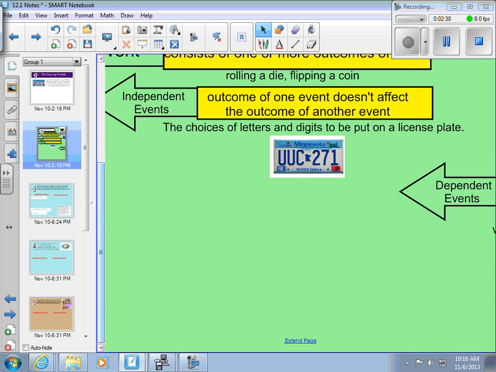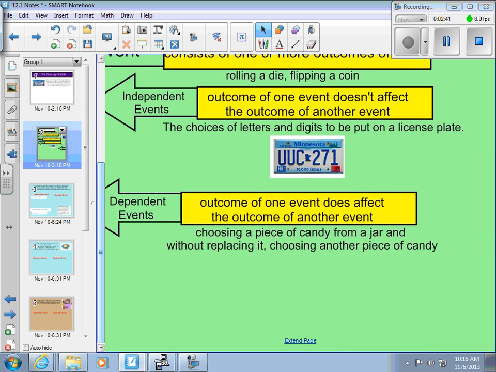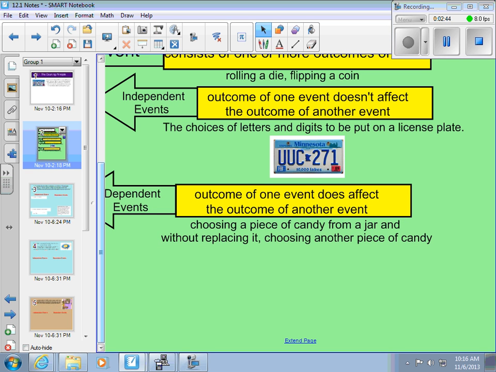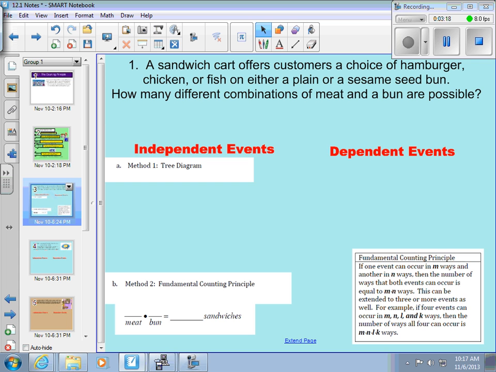Whereas the last one we're going to be looking at is a little bit different: dependent events. That's where the outcome of one event does affect the outcome of another event. An example of this would be choosing a piece of candy from a jar and, without replacing it, choosing another piece of candy. Your second choice is affected by the first choice because that piece of candy is no longer in there, so it changes the chances of something happening. So dependent is affected by the previous selections or previous outcomes. All right, so let's actually look at some examples here.